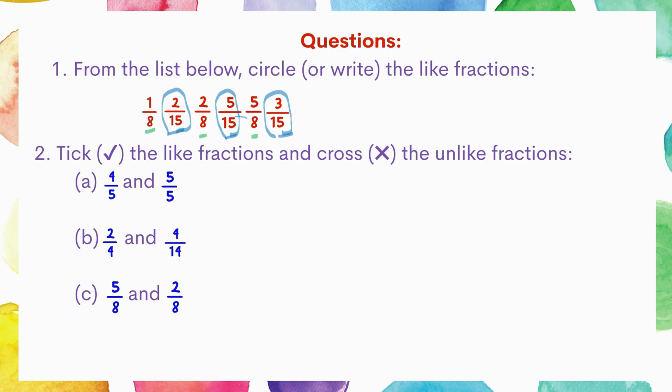Now tick the like fractions and cross the unlike. Okay, now help me friends. Okay, 4 by 5, 5 by 5, is this a like fraction or an unlike fraction? Like fraction, so we have to tick it. 2 by 4, 4 by 14. Is it a like fraction or an unlike fraction? Unlike fraction. What do we have to do? Cross. Good job. 5 by 8, 2 by 8. Is it a like fraction or an unlike fraction? Like fraction. Good job.